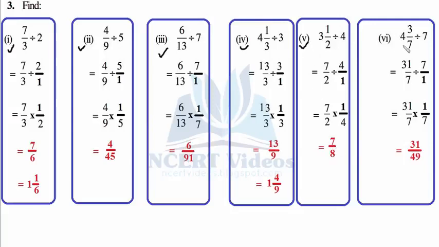Now 7 4s are 28 plus 3 is 31 over 7 divided by 7 over 1, placing 1 in the denominator, it is understood. Now 31 over 7, changing the sign and flipping the fraction. 7 by 1 becomes 1 by 7. Now 31 over 49, it is proper because the numerator is smaller than the denominator. That was your question number 3.